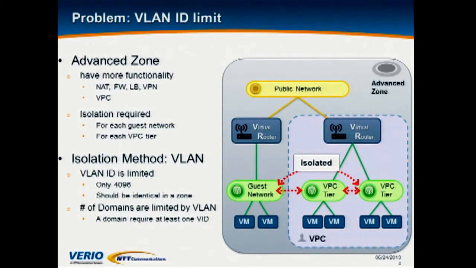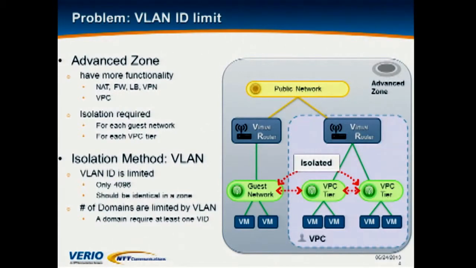You know, advanced zone has more functionality compared to basic zone, like NAT, firewall, load balancing, and VPN. And advanced zone also provides a VPC feature. I have many customers waiting for a VPC feature in CloudStack, but VPC requires isolation between VPC tiers, and also each VPC tier requires isolation from other CloudStack advanced zone guest networks.